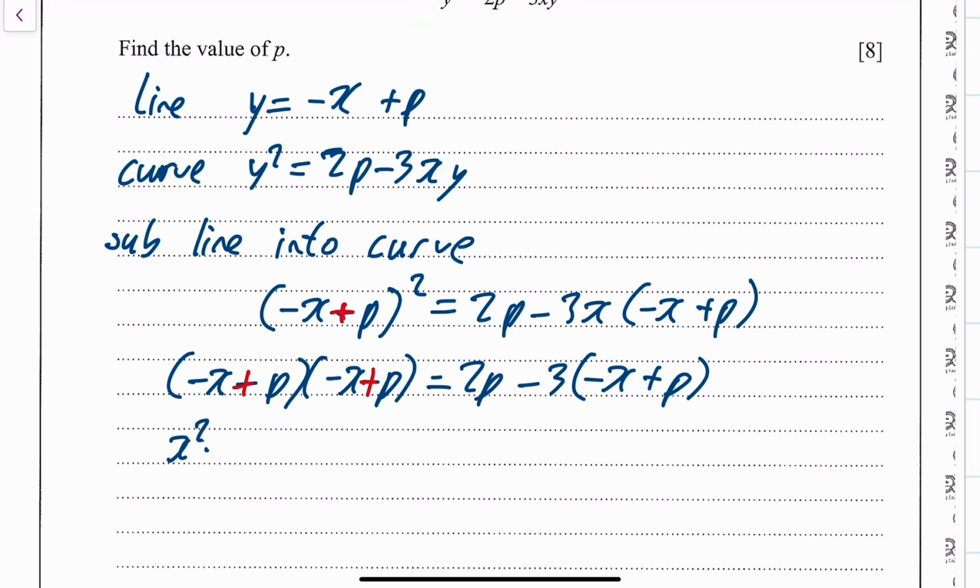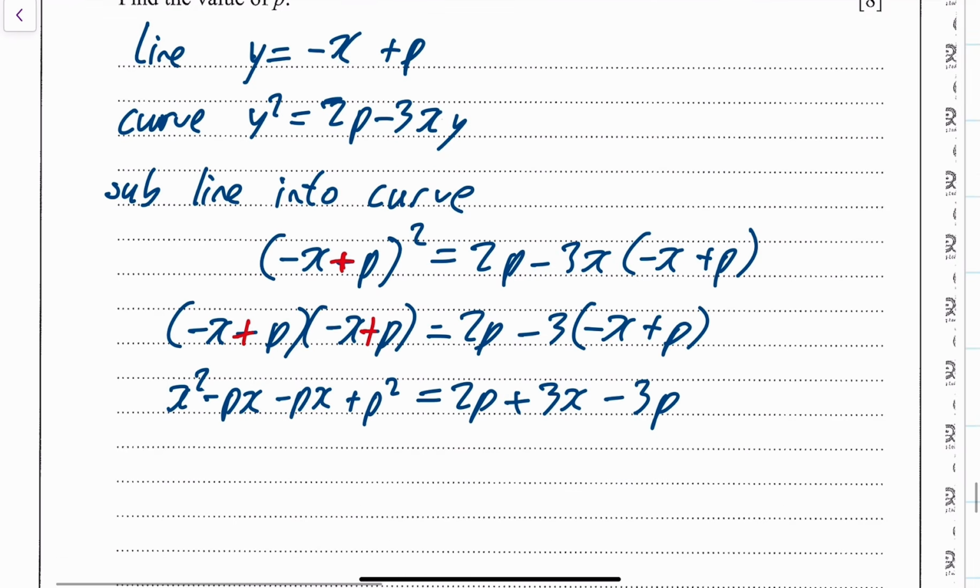Then when you do that out, minus x times minus x is x squared, minus x times p is minus px. p times minus x is minus px, and p times p is p squared, and that's 2p. And then minus 3 times minus x is plus 3x, then minus 3p. Bring it all to one side and put it equal to 0.